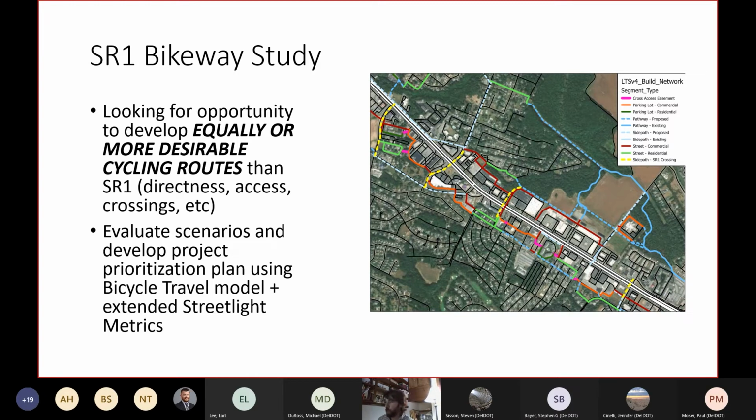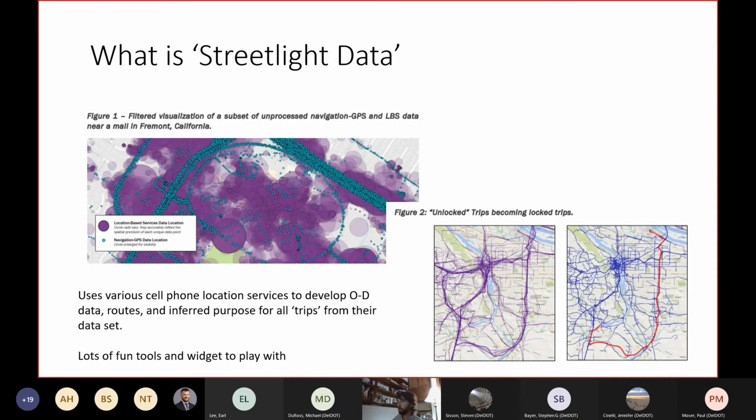So we're going to do that with some existing DelDOT travel modeling, as well as this cool thing called Streetlight Data that I'm going to talk to you about today. So what is Streetlight Data? It's not data about streetlights. It's actually a company called Streetlight Data. They are essentially, like I said, a mobility analytics platform.